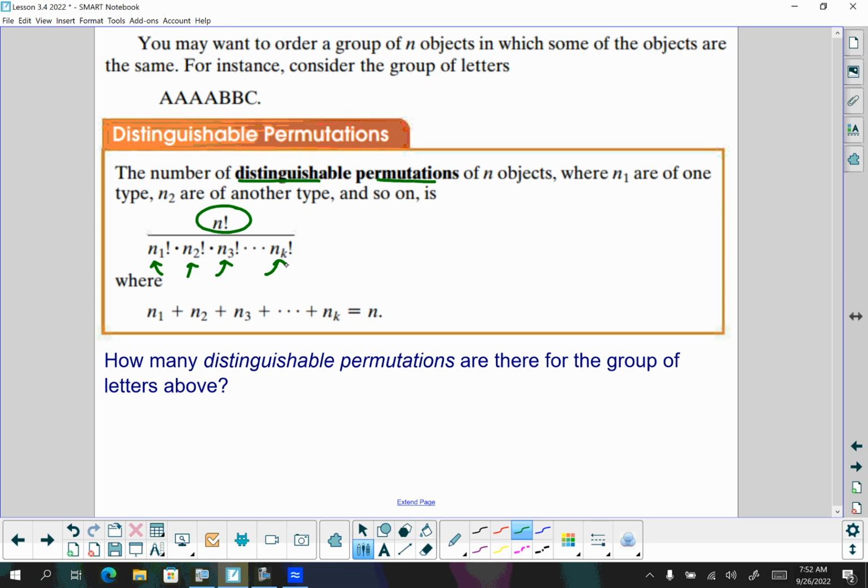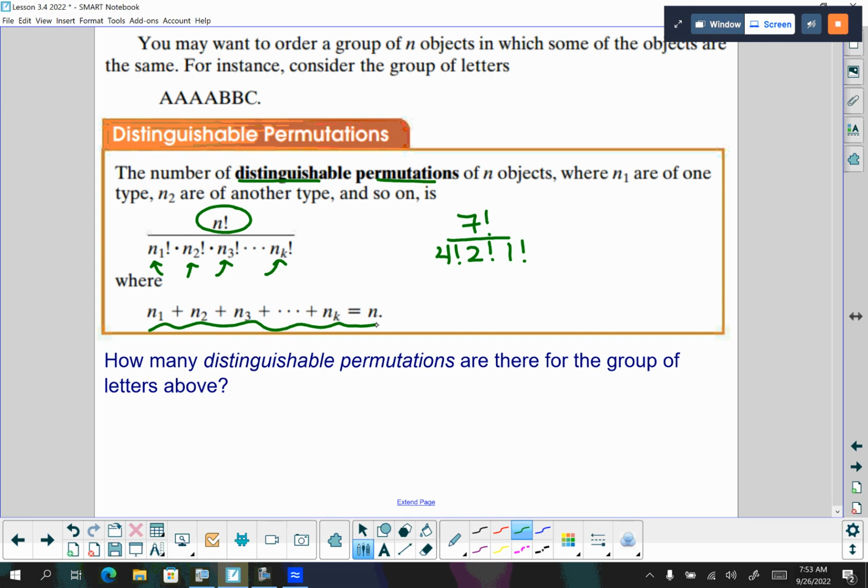So let me give you an example. If I look at those letters at the top, I have 7 letters total. My A's repeat 4 times. So I'm going to divide by 4 factorial to account for all the different ways that my A's are going to be arranged, but all still look the same. My B's, I have 2 of them that look the same. And my C's, I have 1 of them that look the same. Those numbers at the bottom should add to n, and you can see 4 plus 2 plus 1 add to my 7 at the top. And then that is how many distinguishable ways that it looks different when I rearrange them, that those A's, B's, and C's can be arranged.